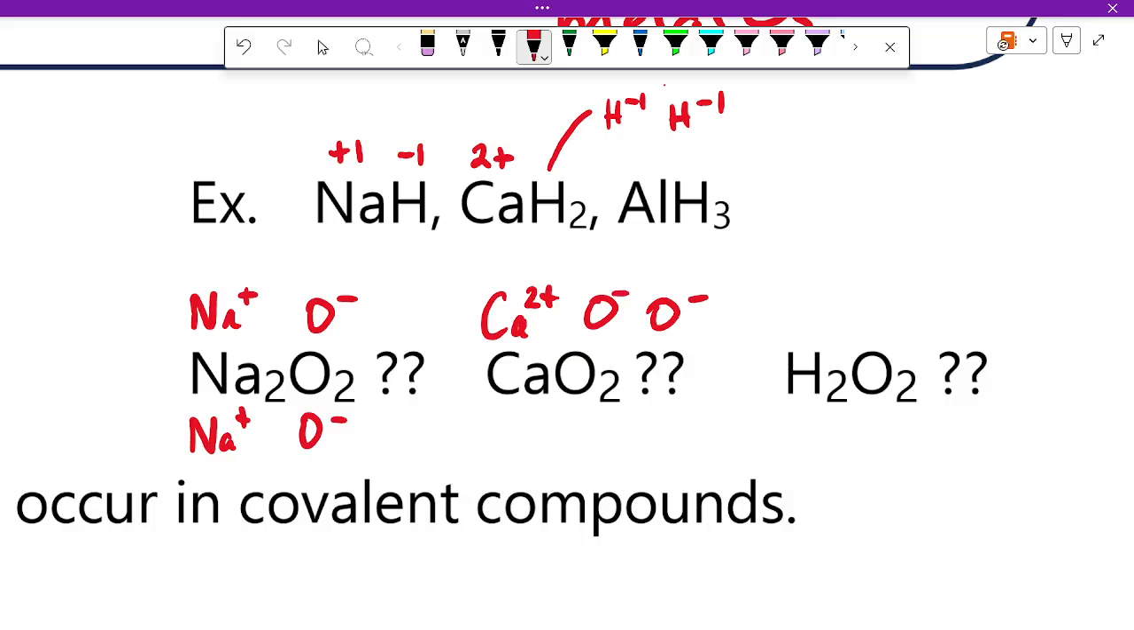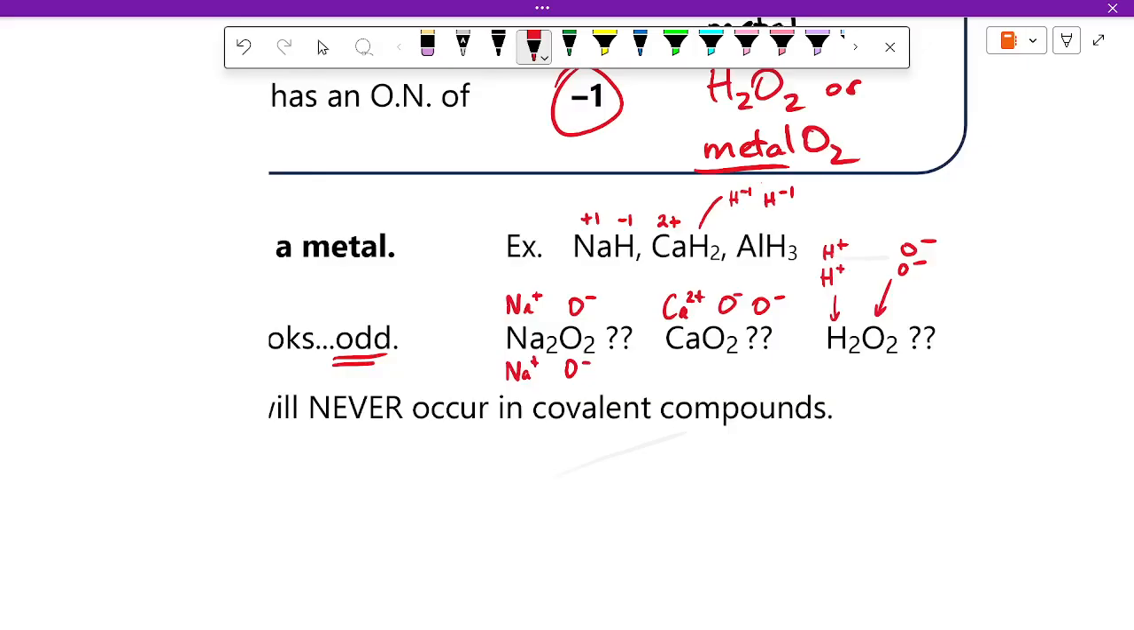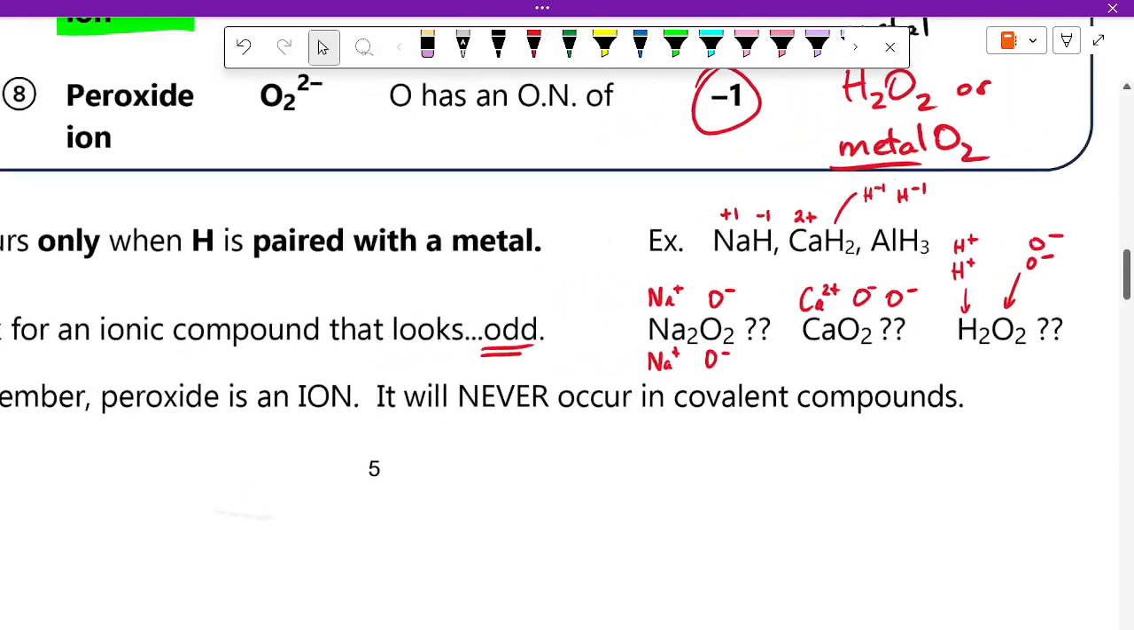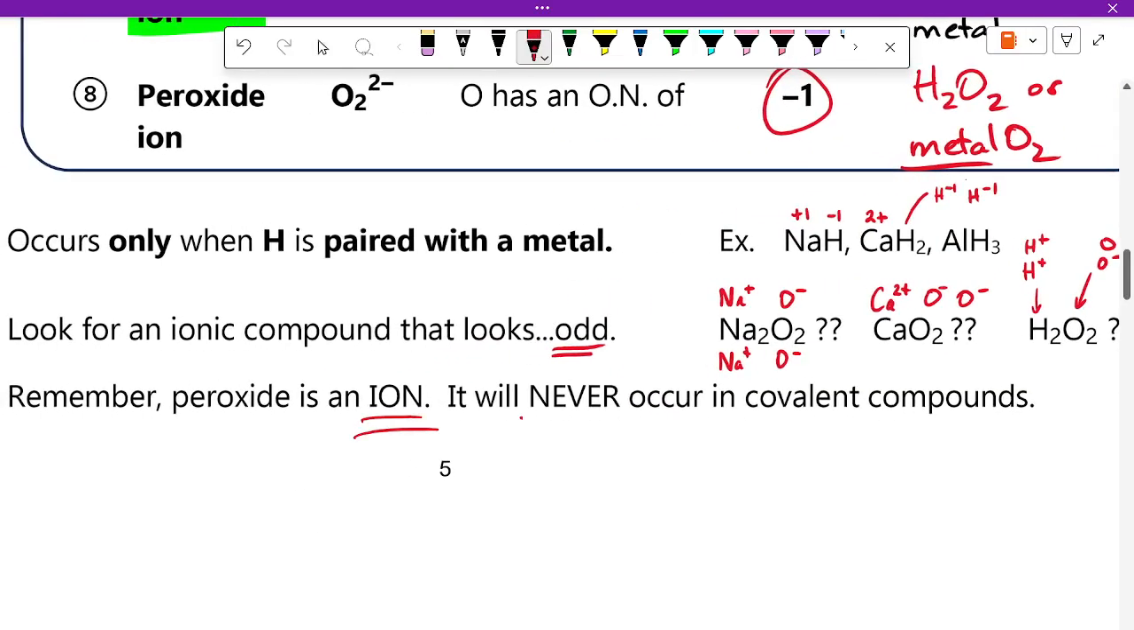Hydrogen, it's not with a metal, so it's not a hydride. So what is the charge of hydrogen? Plus. And we have 2 of them, H plus, H plus. So O minus, O minus. Yes? So don't look for hydrides and peroxides unless they're staring you in the face. Okay? Peroxide is an ion. It will never occur in covalent compounds. Okay?